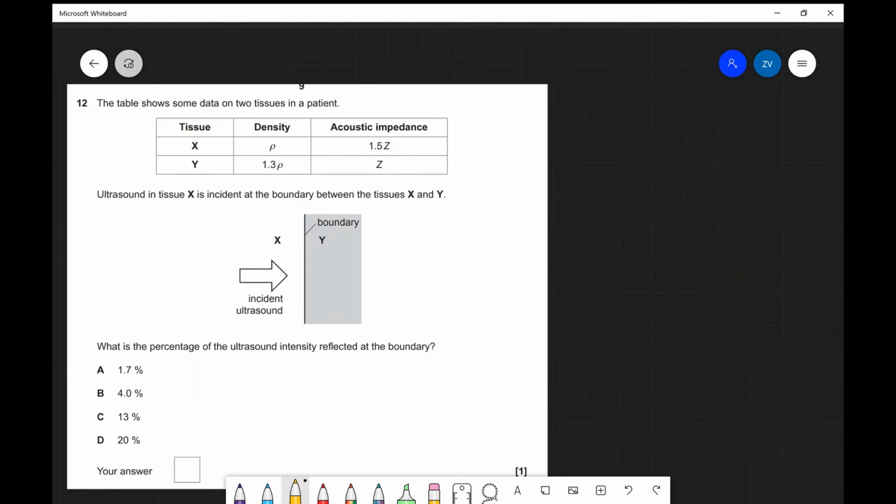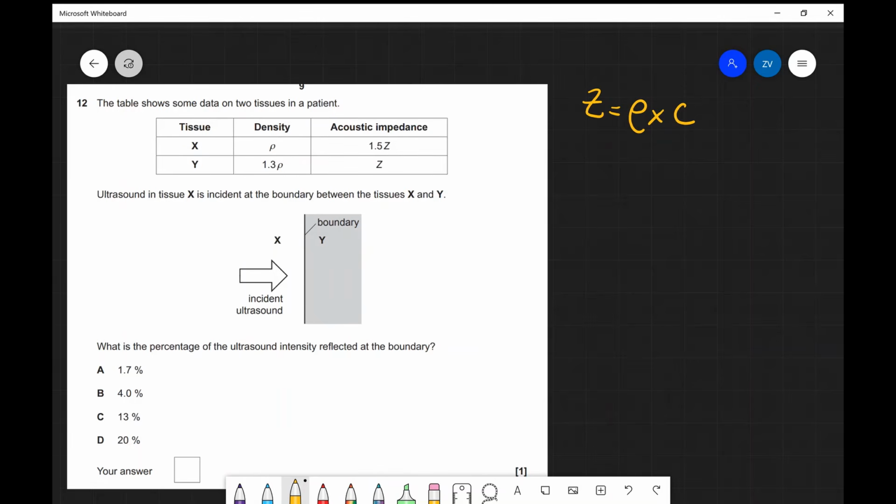Question 12. The table shows some data on 2 tissues in a patient. So we've got some values for the acoustic impedance and the density. Now, if you remember, the acoustic impedance in general is equal to your density multiplied by the speed of sound in that particular substance through which the ultrasound is actually going.